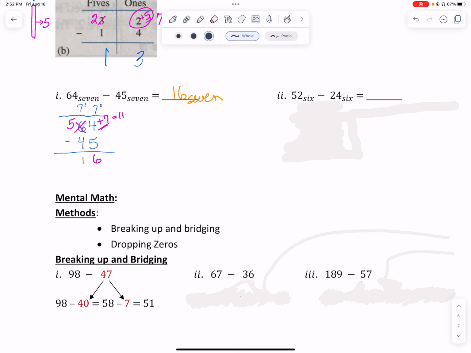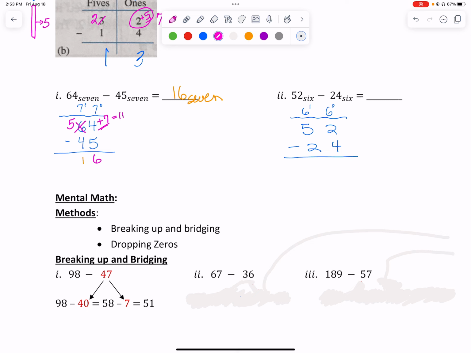All right, last one. Now we're in base 6. So we have 52. We want to subtract 24. And once again, you cannot actually take 4 away from 2. So we're going to exchange. So we're going to take that rod, break it into pieces. How many pieces would be in that rod? 6, because we're in base 6. So I'm going to add 6 to it. That's going to give me 8. So 8 minus 4 is 4. And then 4 minus 2 will give me 2. So I'm going to get 24 base 6.